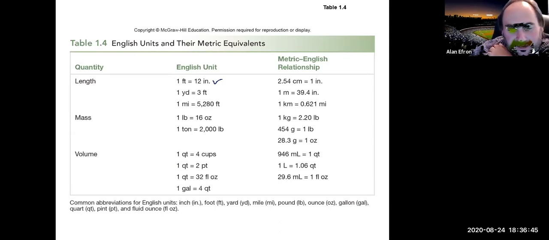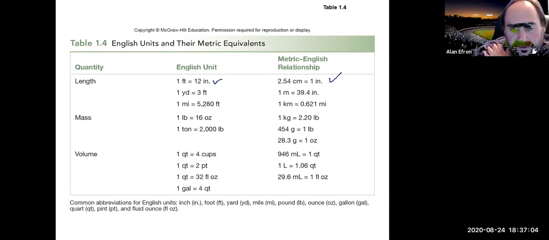Where are we at here? 1 inch is 2.54 centimeters. I'll get to your question about significant figures and conversion factors in 1 second. It's actually a very good question, and we're going to get to it, I think. Maybe the next slide, hopefully, I think.